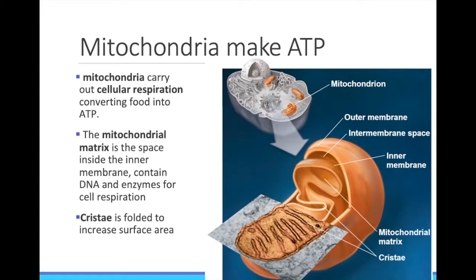Inside of the inner membrane is the mitochondrial matrix. This matrix actually has its own circular DNA and makes enzymes for cellular respiration.